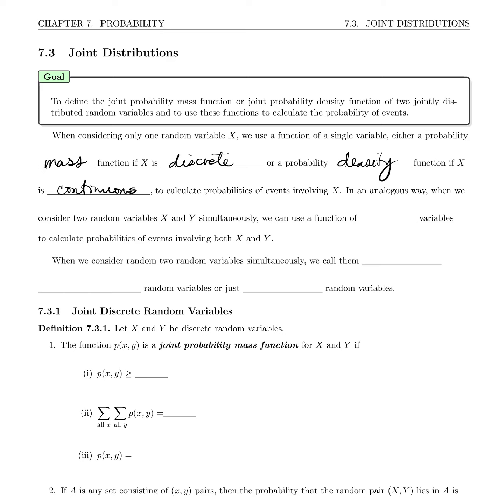In an analogous way, when we consider two random variables X and Y simultaneously, we can use a function of two variables to calculate probabilities of events involving both X and Y. When we consider two random variables simultaneously, we call them jointly distributed random variables, or just joint random variables.